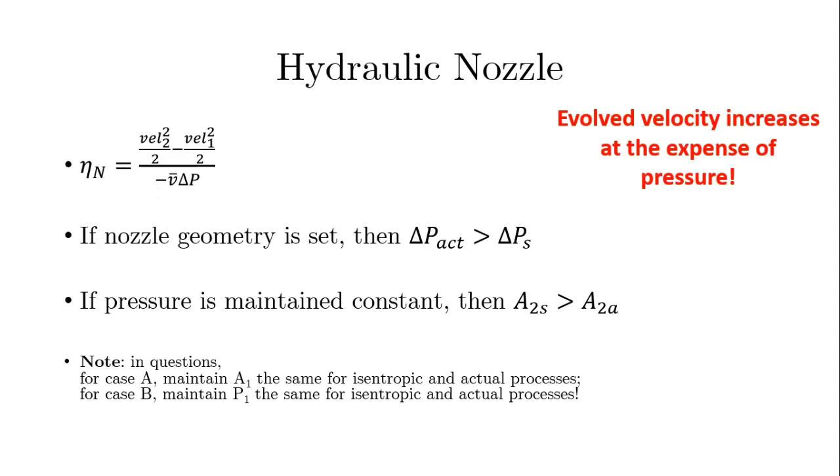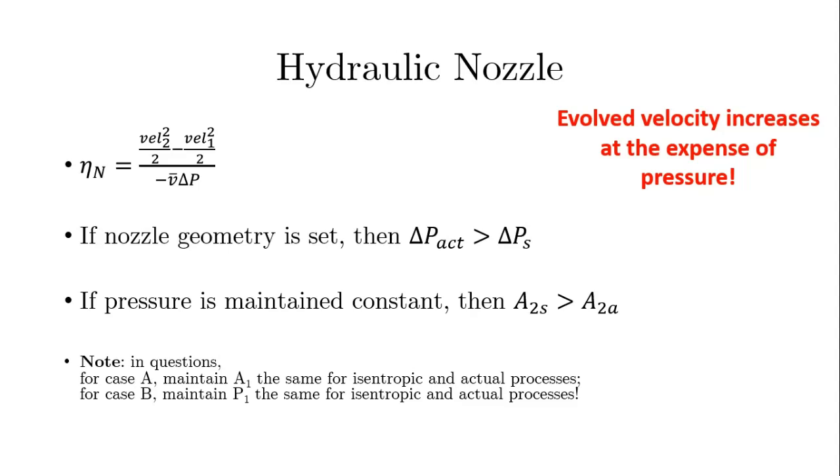Okay, so what happens is we have two possibilities here. For a nozzle, I can maintain the pressure constant. Okay, if the pressure drop is constant, that must mean that my velocity for my isentropic process has to be higher than that in the actual, and therefore the area for my isentropic process has to be higher than my actual area. I'll always get a larger area or a larger velocity.